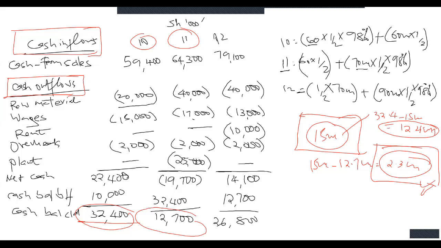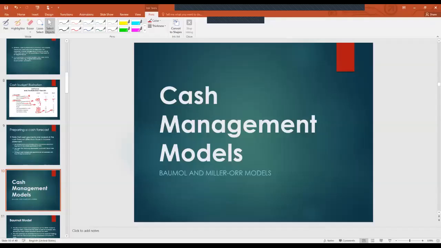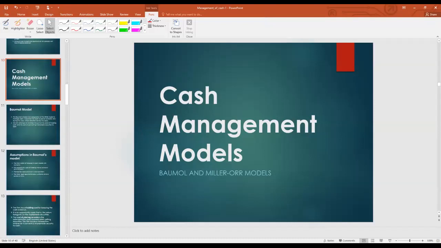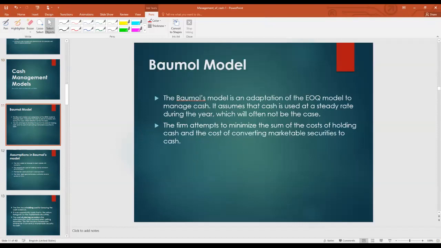So, cash models. In cash models, we're going to use two models that can help us in cash management. The first is the Baumol model, and the second is the Miller-Orr model. Those are the two cash models that we're going to use. The first model, the Baumol model, is essentially the EOQ model which you have been discussing so far. The only difference is that now cash is the one being considered like inventory. The assumptions for the EOQ also apply in the Baumol model.